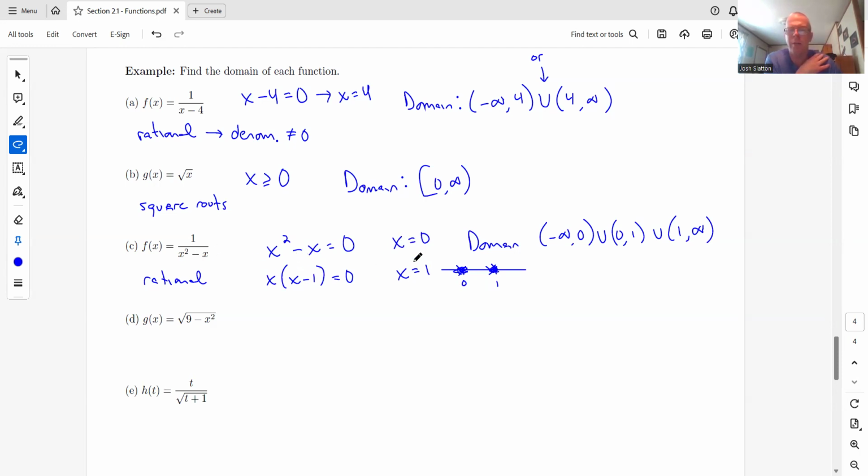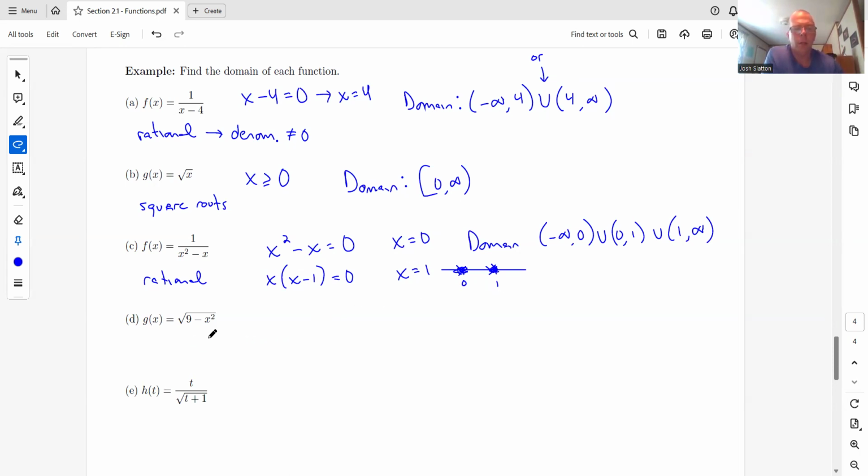And so however many solutions you have when you're solving the denominator of the rational function, you're going to have one more interval than that. So here we had one solution solving that, we had 2 intervals. Here we have 2 solutions, we have 3 intervals. So however many you have, and I don't think you'll probably have more than 2, you have one more interval than that in your domain.